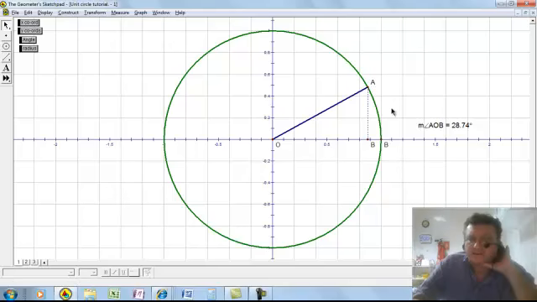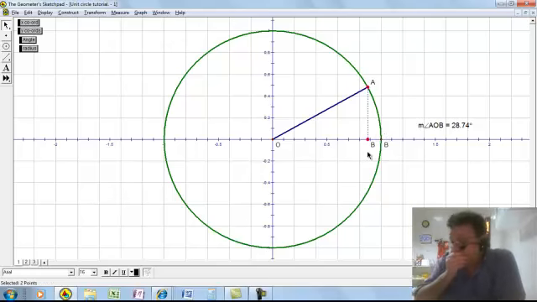Now, cosine is adjacent over hypotenuse. What's the hypotenuse? Well, the hypotenuse is the radius of this circle, and the radius of this circle is 1. So the cosine of this angle down here is equal to adjacent, which is the x coordinate, divided by 1. Divided by 1, well, we all know what that is. So I can now safely say that the cosine of this angle is equal to the x coordinate of this point, which is the same as this point here.